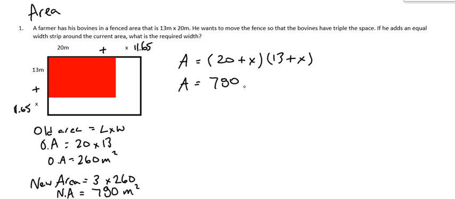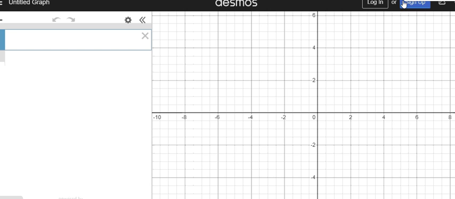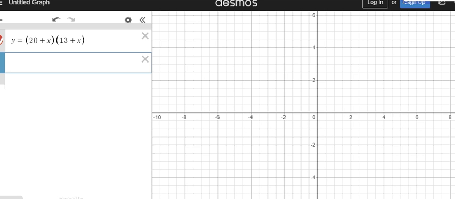780. So what I'm going to do now is change these two values to y, because Desmos works in y. And I'm going to go to Desmos. So here I am in Desmos. I'm going to type those two equations in. y equals bracket 20 plus x. That's the first dimension. And the other one is 13 plus x. That's going to be my first one.